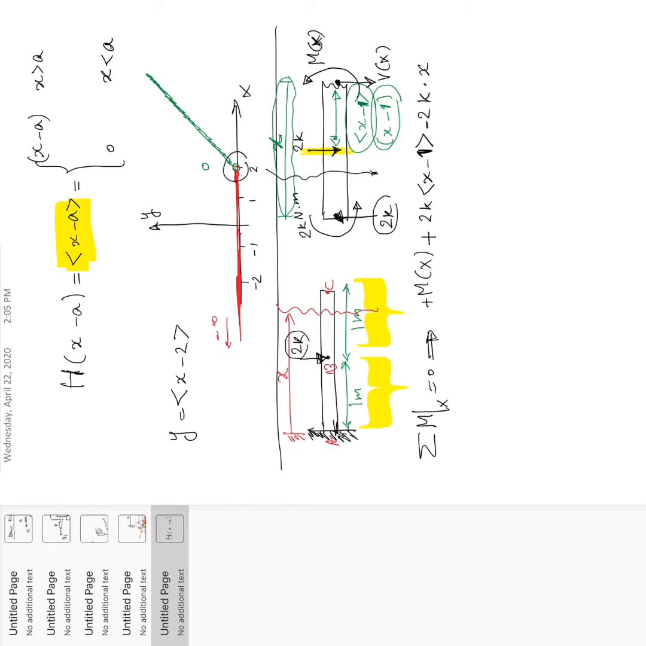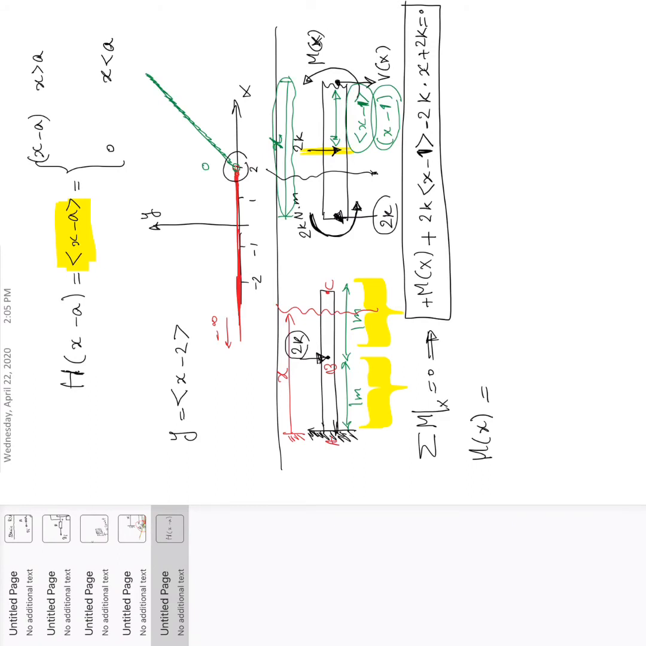The last thing I have to include is the couple moment at the wall, talking about 2 kilonewton meters right here. Again, that couple moment exists regardless of where I cut the beam. Okay? So I just treat it the old way. So I say simply plus 2K. There is no x required. It's a couple moment, you don't need a moment arm. Is equal to 0. That equation, if I solve it for Mx, is going to give me my moment diagram.